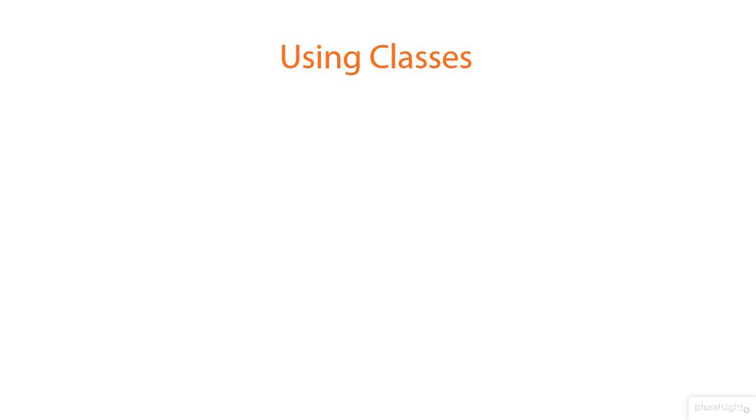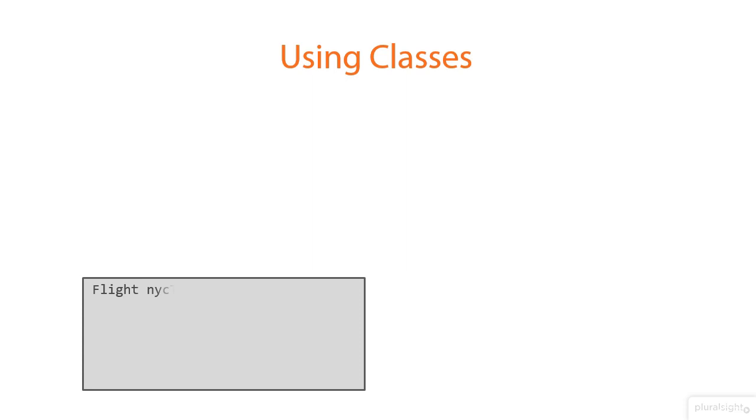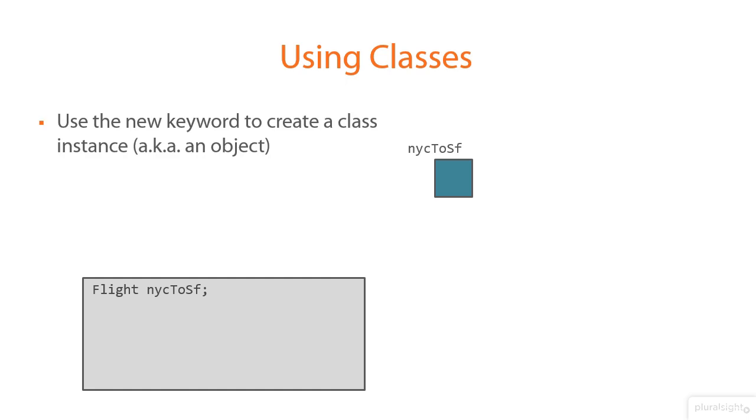When you're ready to use a class, as you would expect, you would go ahead and declare a variable. The thing we've got to be aware of though is that declaring a variable simply allocates space to store what we call a reference to the actual object we want to use. To actually create an instance of our class, otherwise known as an object, we have to use the new keyword.